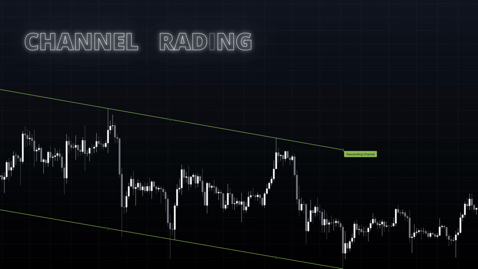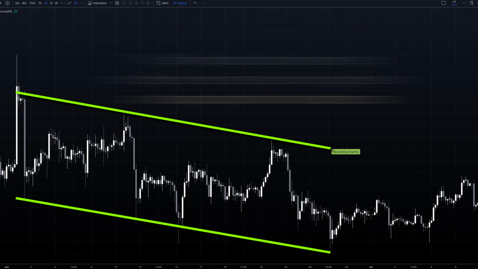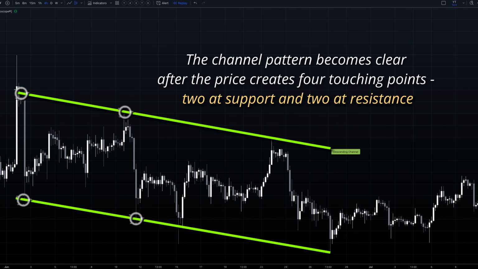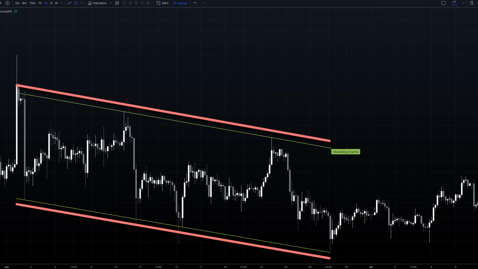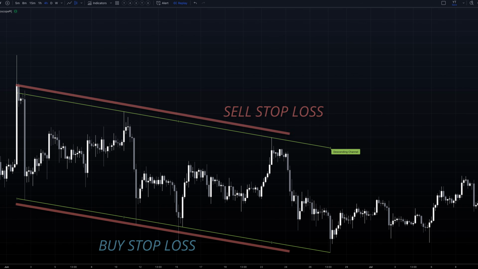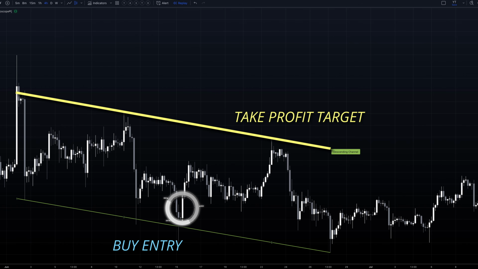Channel pattern trading strategy. First, identify the channel by locating clear support and resistance lines and confirming consistent price bounces between these lines. Next, determine entry points by buying at the lower support line and selling at the upper resistance line. Manage risk by placing stop losses just outside channel lines, below support for long positions and above resistance for short positions. Calculate potential profit targets by measuring the vertical distance between support and resistance lines, using the channel's height as a guide.